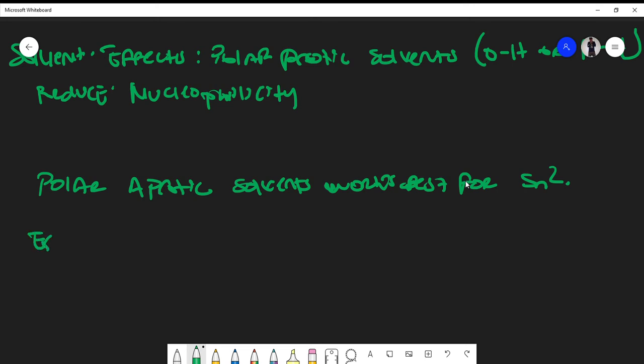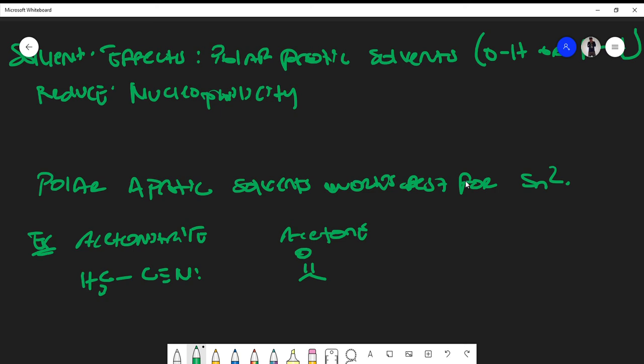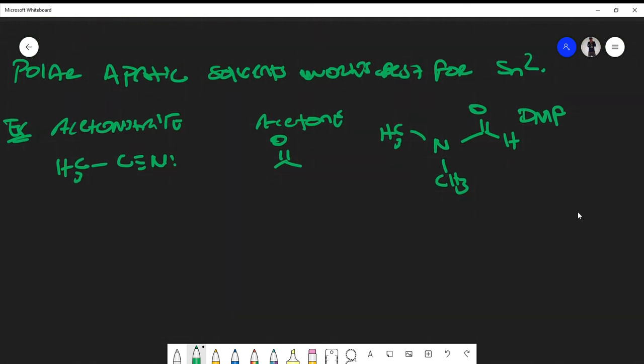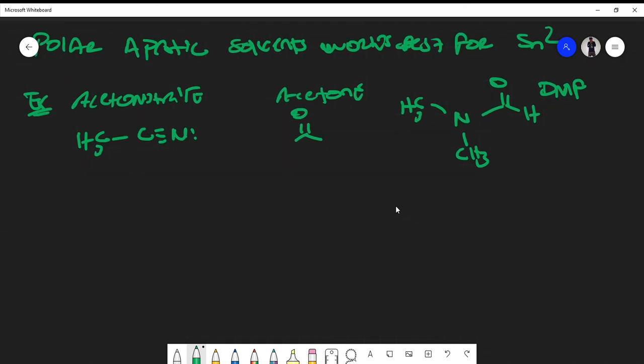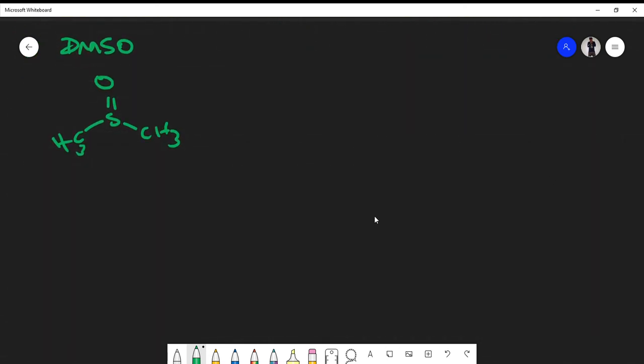Examples that we use for Sn2 reactions: commonly you see acetonitrile. You may see acetone as well. You may see DMF, dimethylformamide. I'm not going to write out the name, but we call this DMF. And DMSO, dimethyl sulfoxide. These are the solvents that you'll typically see in organic chemistry that work best for Sn2 reactions.